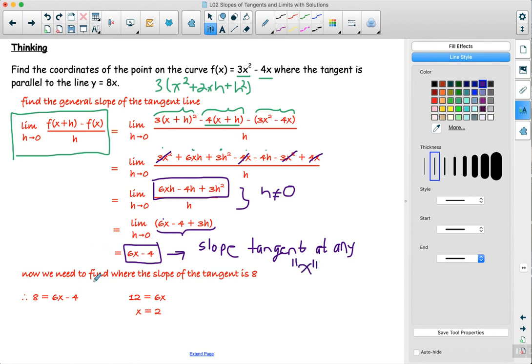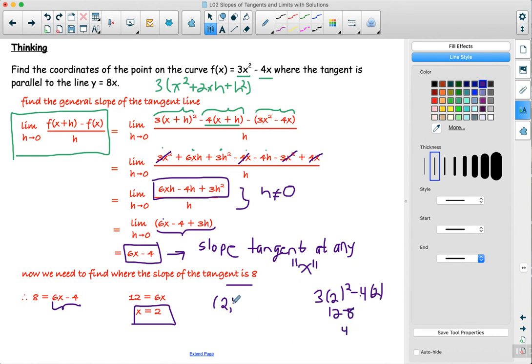So in fact, what I want to figure out is when this expression, which is the slope of the tangent, when would that be equal to 8? Because I want the slope to be 8. So if I solve 8 equals 6x minus 4, I will get 12 is equal to 6x, so x is 2. So the slope of the tangent says the coordinates of the point, so I'm not done, right? So the x-coordinate is 2. Let's find the y-coordinate. That's going to be 3 times 2 squared minus 4 times 2. And that's 12 minus 8, which is 4.